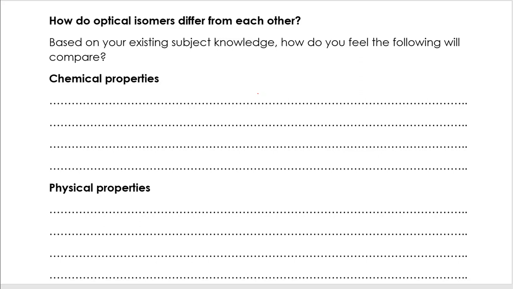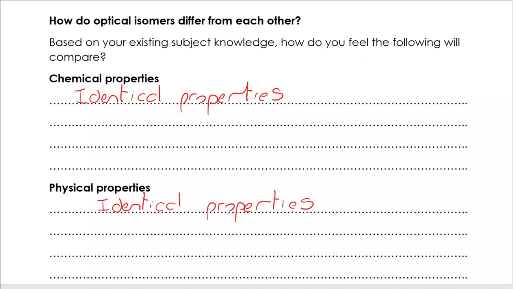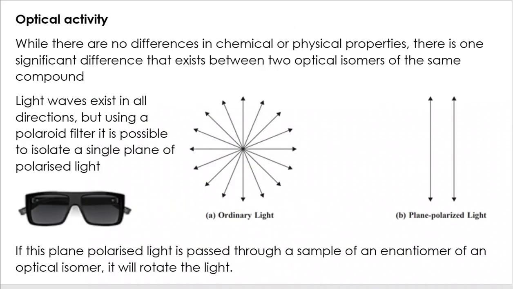Optical isomers of the same compound. Well, the chemical properties are identical. Their physical properties are also identical. So it begs the question why this is so important. And we're going to touch on that a little bit more on the next video, but we're now going to focus on how we can recognize different optical isomers, because there is something that they do differently. They show different optical activity.